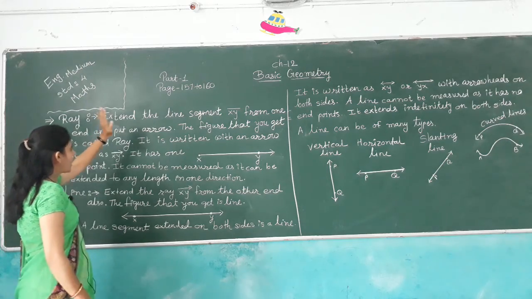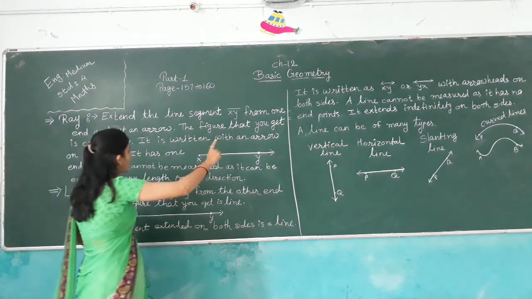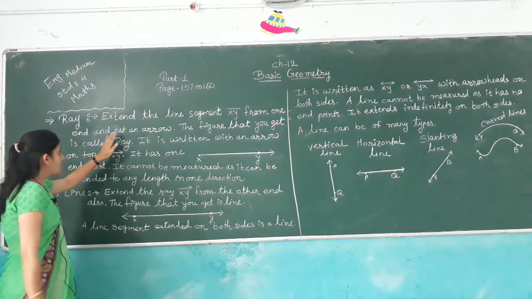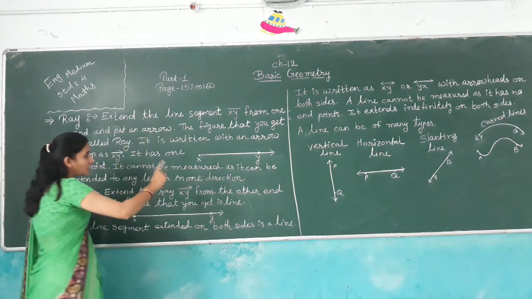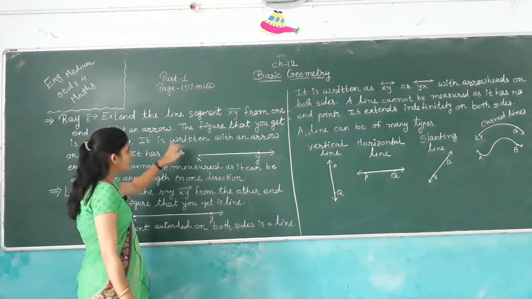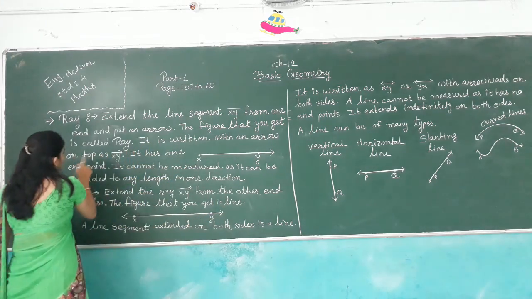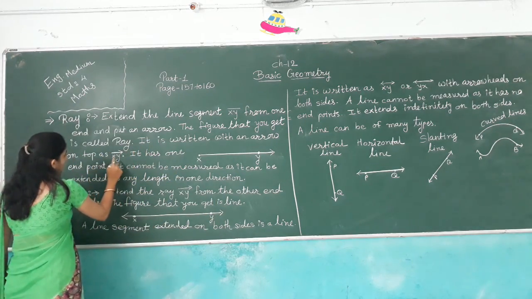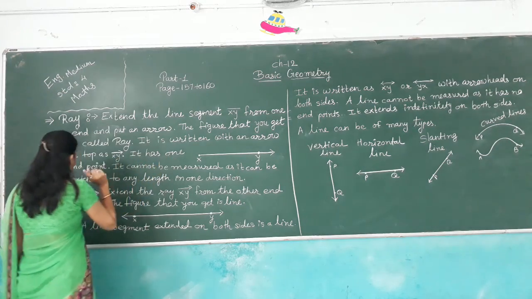Again, extend the line segment XY from one end and put an arrow. The figure that you get is called a ray. It is written with an arrow on top as ray XY. It has one endpoint.